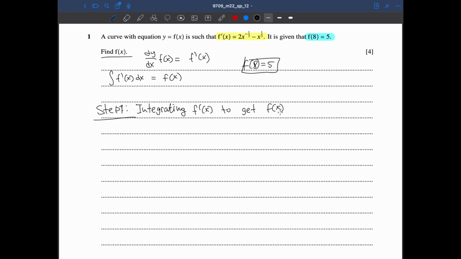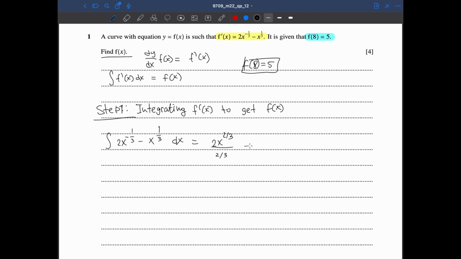All right, let's integrate. We have to find the integral of 2x to the power negative 1 over 3, minus x to the power 1 over 3, with respect to x. We need to remember our rules for integrating. We add 1 to the power, and then we divide by the new power. What is negative 1 over 3 plus 1? That's just going to be 2 over 3. So we have 2x to the power 2 over 3, and now we divide by 2 over 3.